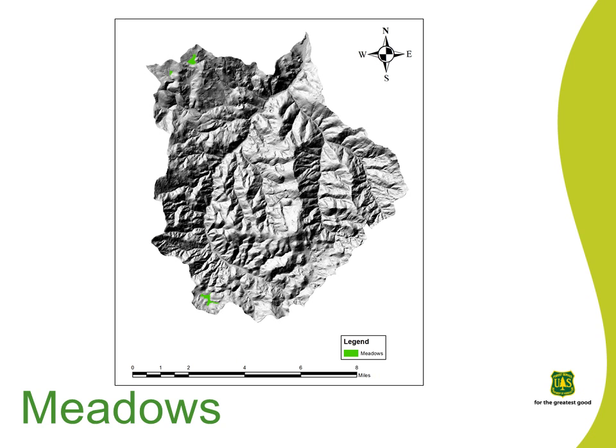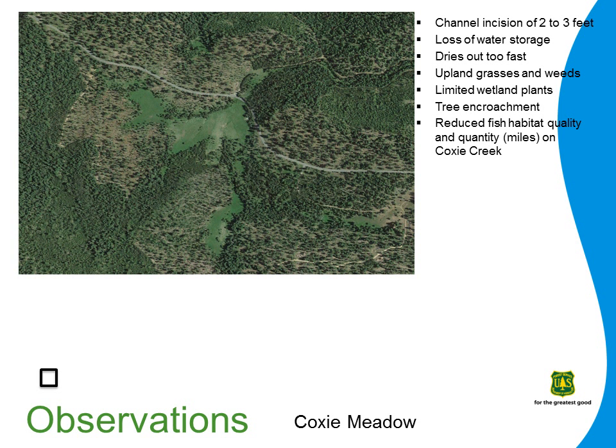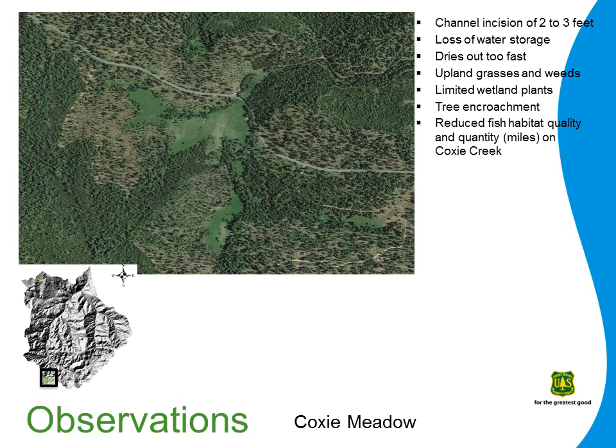3 major meadows occur in the headwaters of Camp Creek, and they include Coxie Meadow and Bear Wallow Spring Meadow and Whiskey Meadows that feed into Camp Creek. Let's take a closer look at each meadow and its condition. Coxie Meadow is the patch of green that you see in the middle of this photo. As you can observe in the inset map found in the lower left of this page, it is located in the headwaters of Camp Creek and in the southern boundary of the project area.